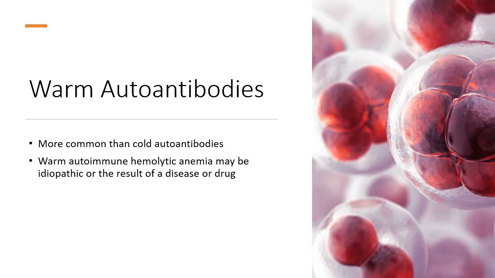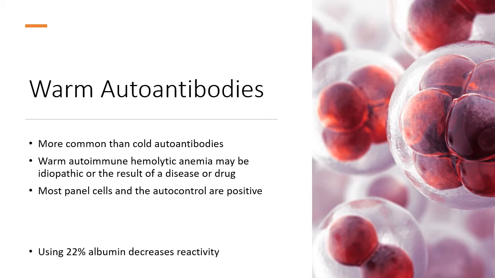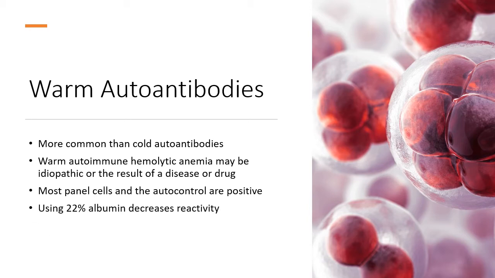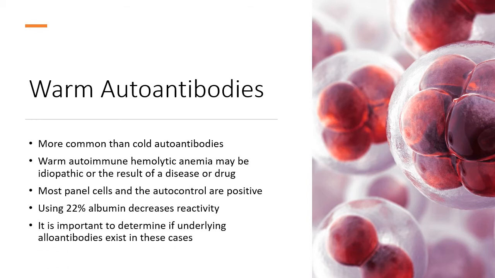Now, are warm autoantibodies the most common antibodies in the laboratory? No. Warm alloantibodies are the most common. Allo, other, foreign. Those are the most common antibodies that you see in the laboratory. Most panel cells and autocontrol will be positive when you have a warm autoantibody. You can use 22% albumin to decrease reactivity, noting that when you use the albumin, you do have to incubate longer than you would if you use LISS.